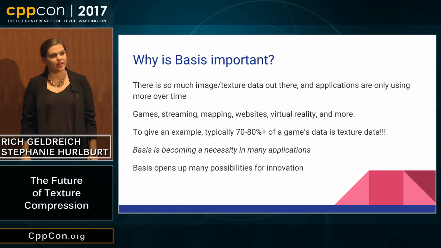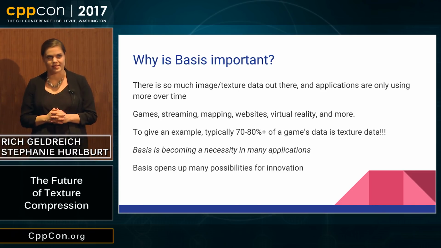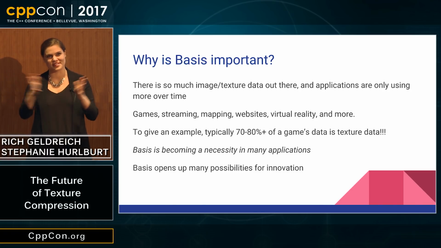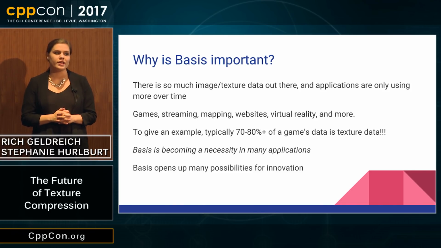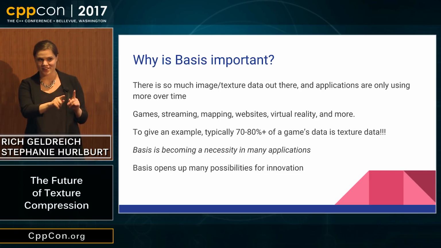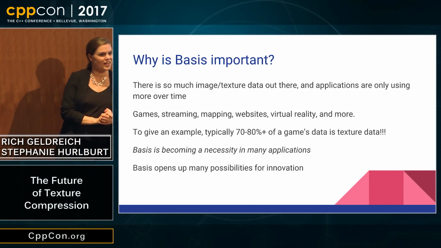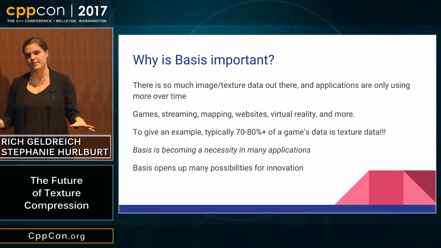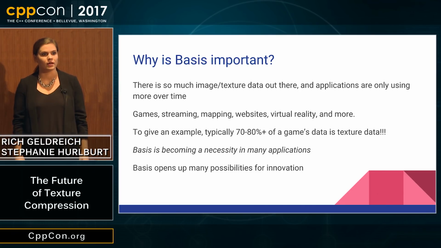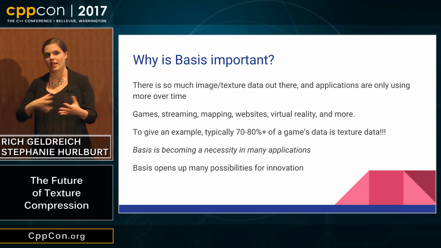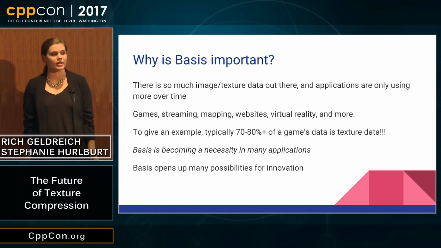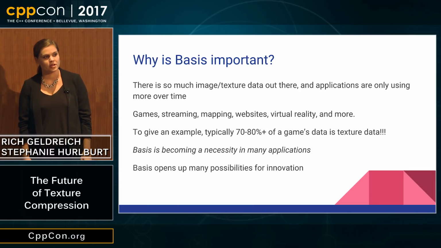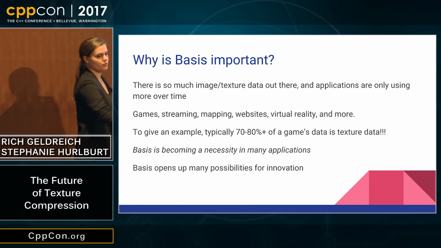So why is it important? I want to give you an idea of how much texture data is out there. For instance, in games, it's easily 70 to 80% of the application. So think about reducing that size. We can cut a lot of games' texture data in half. We'll take questions at the end, promise. And for a lot of applications, Basis is just a necessity. It's just needed, because they can't run their application. It's too big without more texture compression. So we're really excited about the innovation that'll open up too.